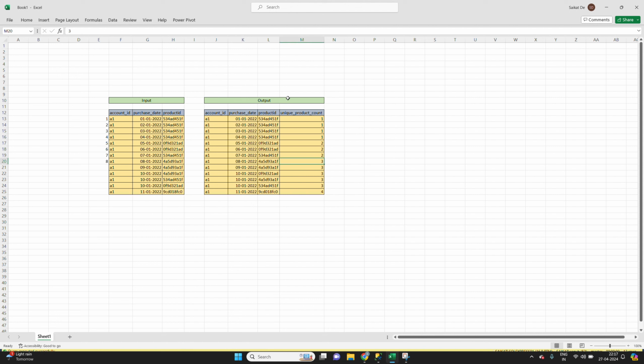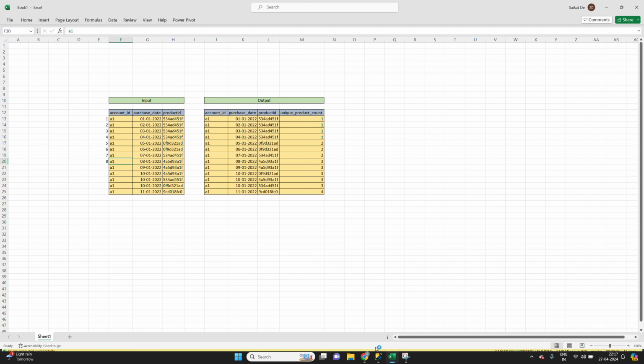So in that way, you need to fill the table. Basically, how many unique products are there till that row? It's pretty simple, huh? So let's see how we can solve this. I hope the question is clear.